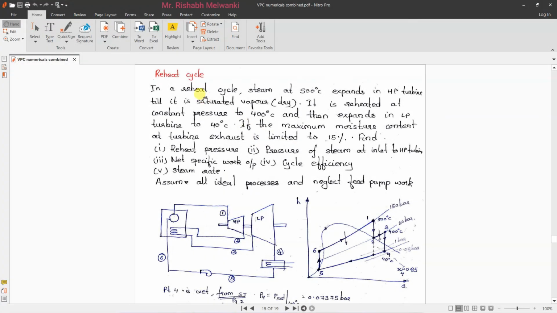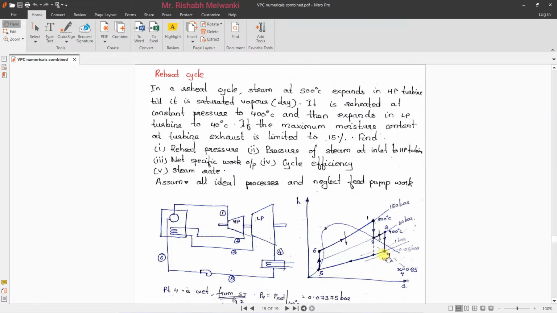Here we are going to solve a numerical on the reheat Rankine cycle, which we have already solved theoretically using Cyclepad software. So we'll quickly have an overlook of the theoretical method. What is a reheat Rankine cycle? So there is a boiler, HP turbine, then reheater, then LP turbine, then condenser, pump.